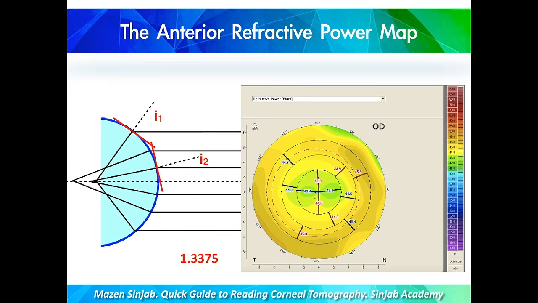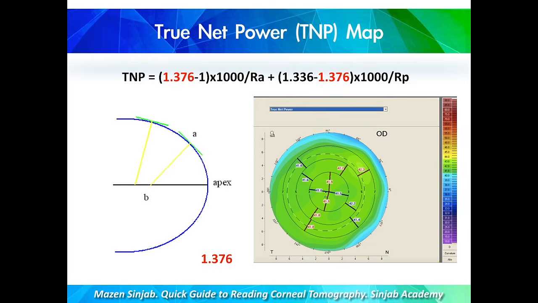The anterior refractive power map. The anterior refractive power map takes into consideration the difference in angle of incidence, and therefore angle of refraction, between the central part of the cornea and the peripheral part of the cornea. Therefore, it takes into consideration the spherical aberrations. It uses Snell's law or ray tracing, but also using the same wrong index of refraction, which is 1.3375. So the map represents not only the power, but also the high order aberrations, especially the spherical aberration.